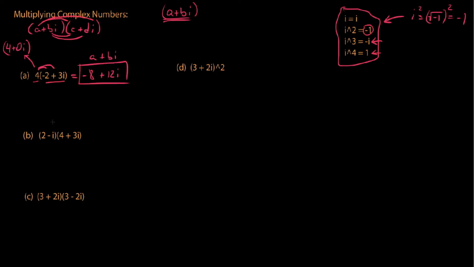We get an i squared, but we need to be able to write it in standard form, which is a plus bi form. How can we do this when we have i squareds and there's no i squared up here? So let's go ahead and take a look at this.